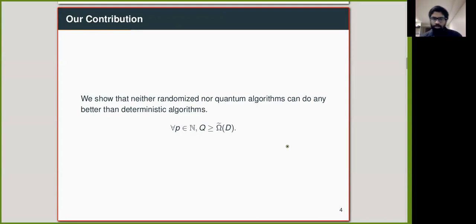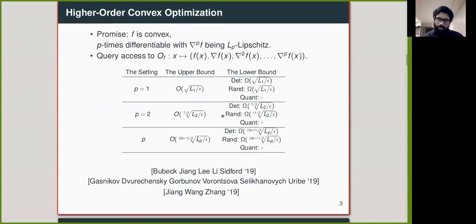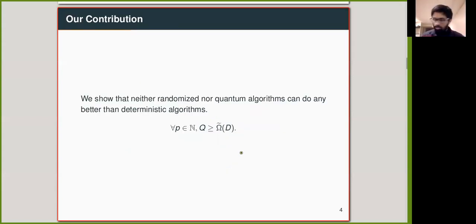than deterministic algorithms. That is, we introduce quantum lower bounds in all of the settings for all p, and we improve the lower bounds, the randomized lower bounds from p equals to 2 onwards. So that's the contribution of ours. We'll now move on to the techniques that we use.